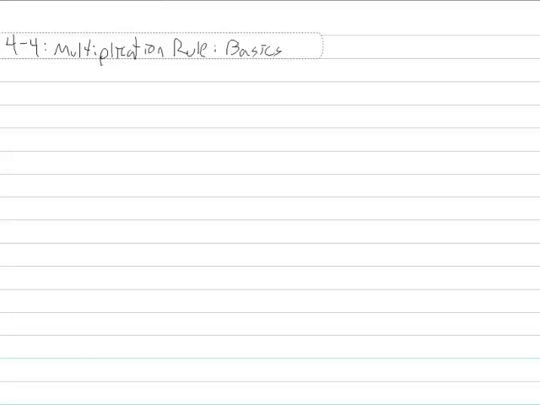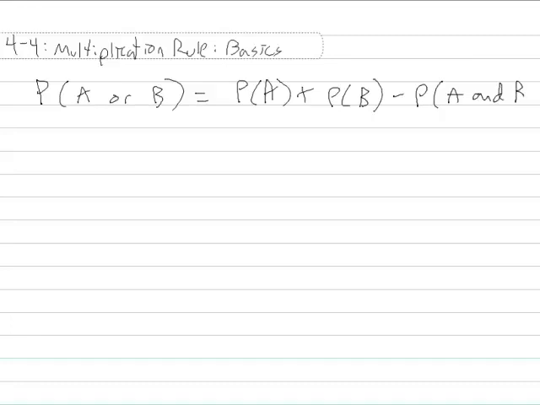Let's take a look at the multiplication rule, the basics. Multiplication rule is what we use in an AND probability. And we saw in the last section that if we were doing the probability of A or B, we have to take the probability of A plus the probability of B, and then we have to subtract the probability of A and B both happening.